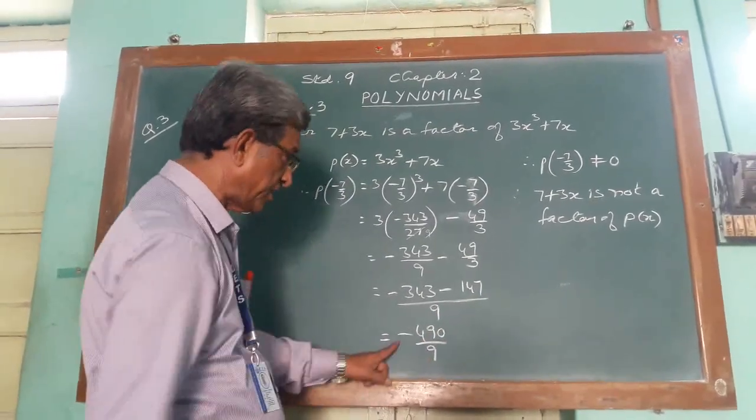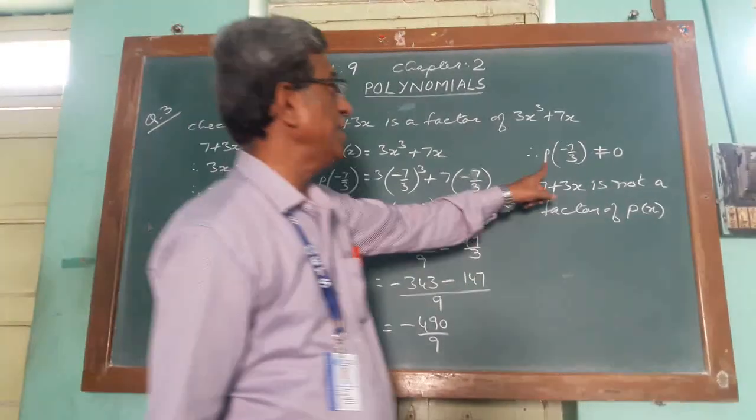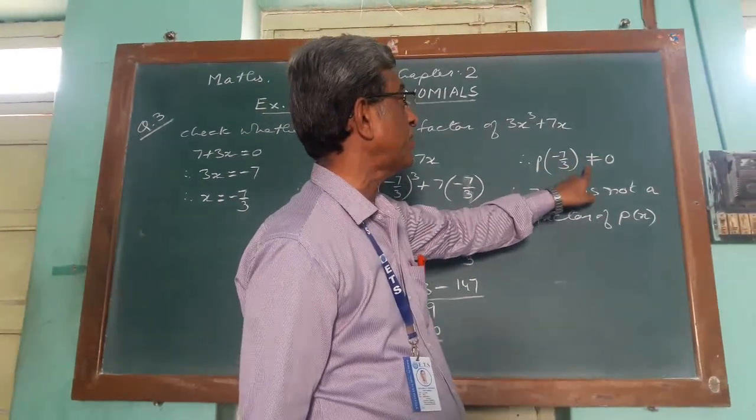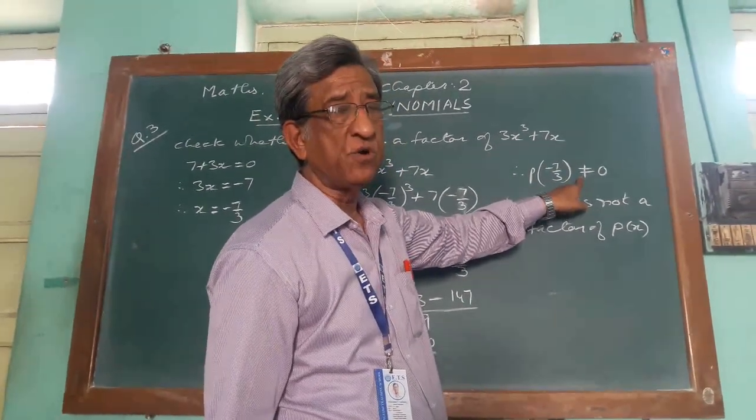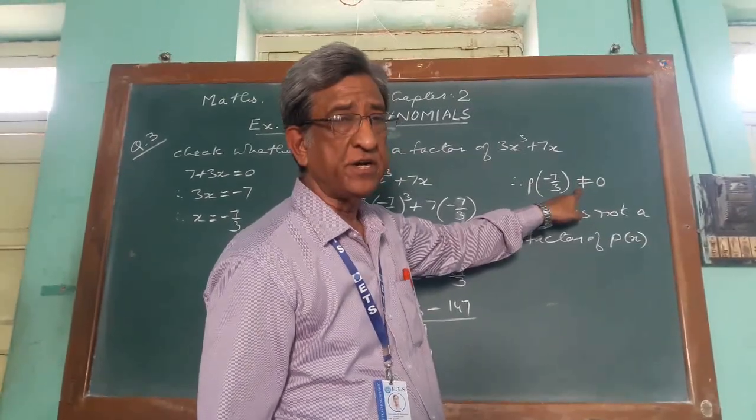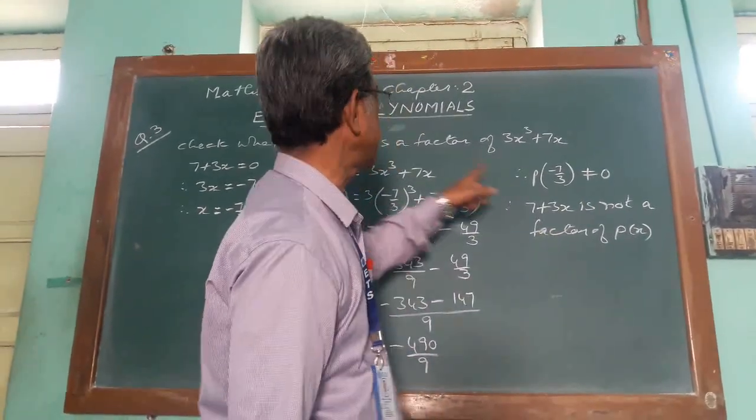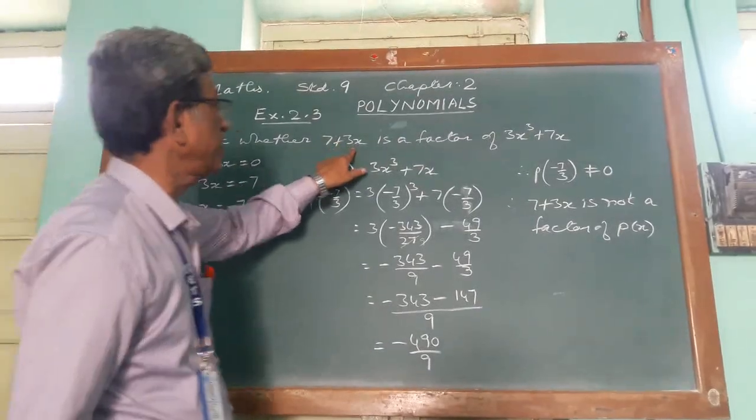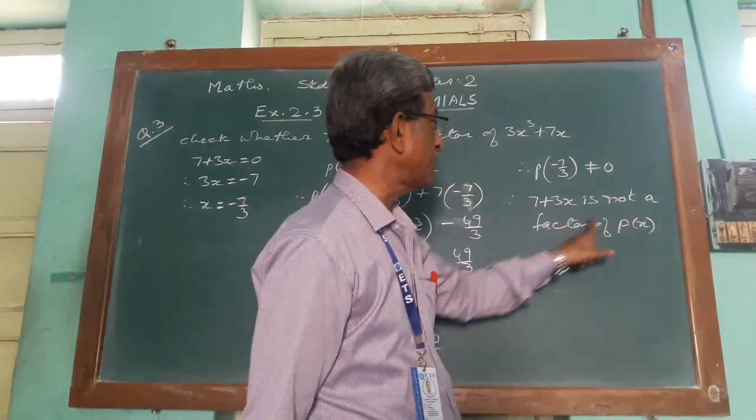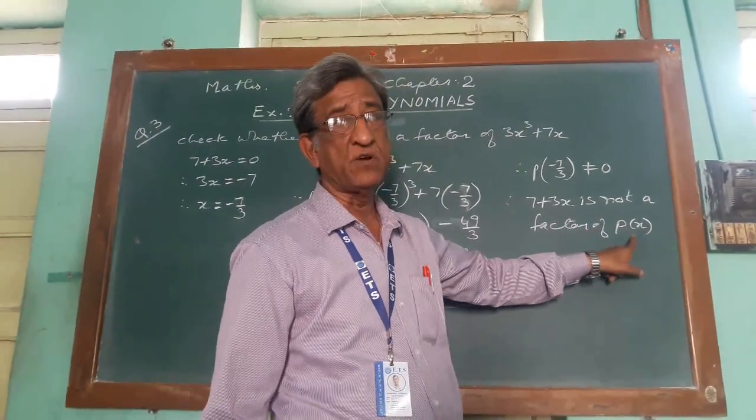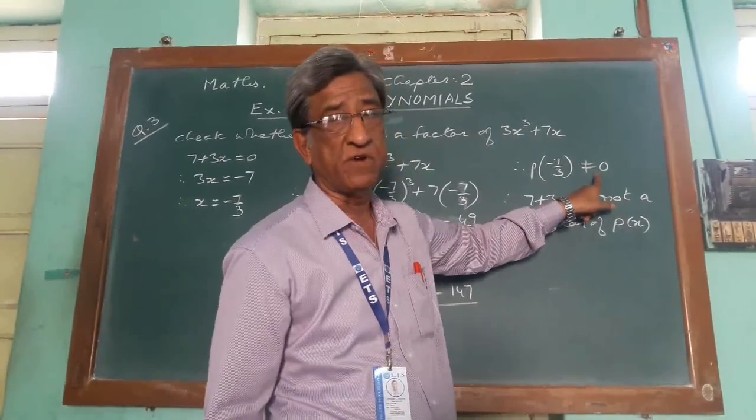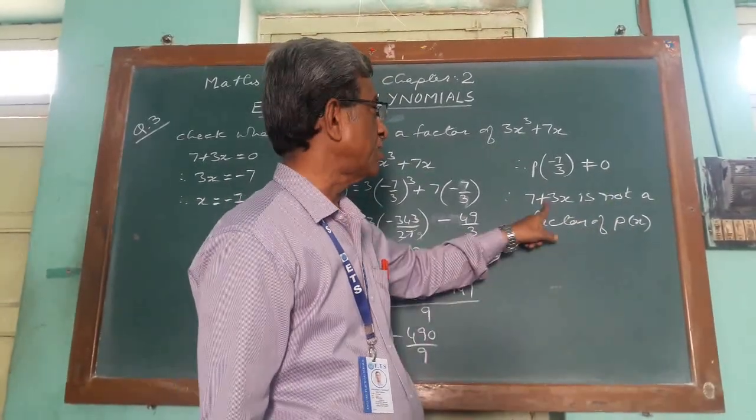So here it is not equal to 0. So P of minus 7 upon 3 is not equal to 0. As you do not get 0, it is not a factor. So you can say that 7 plus 3x is not a factor of p(x) because its remainder is not equal to 0. So it is not the factor.